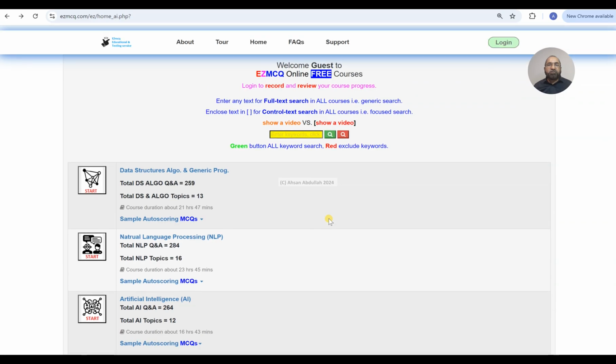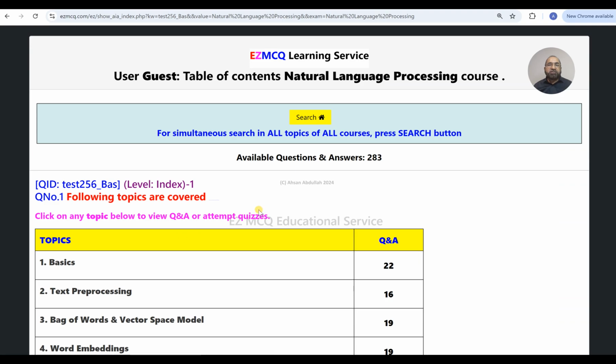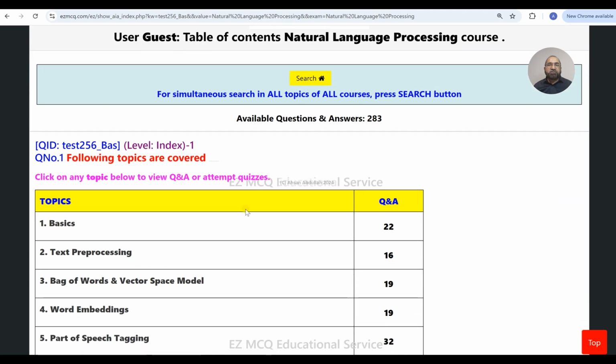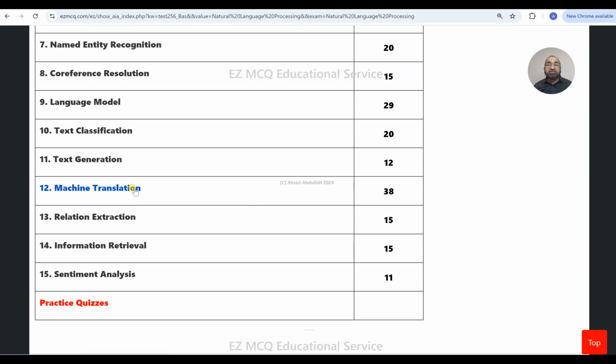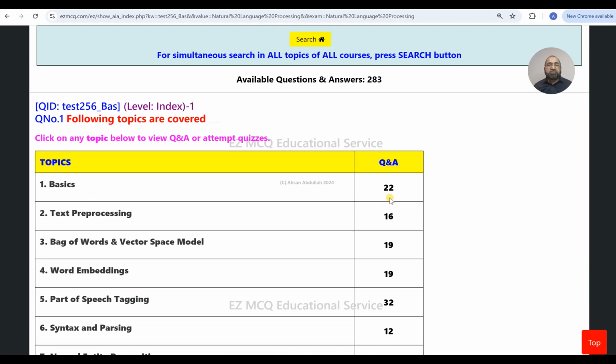So now we move to the course of our interest, which is natural language processing. These are the topics which we'll be covering in this course. This is the name of the topic, and these are the questions and answers which are included in this topic. So Basics has 22 questions and answers, and of course there are other topics such as machine translation, which has 38 questions and answers. It's quite a comprehensive course, and I'm sure you will enjoy it. It is covering cutting edge topics and cutting edge content.